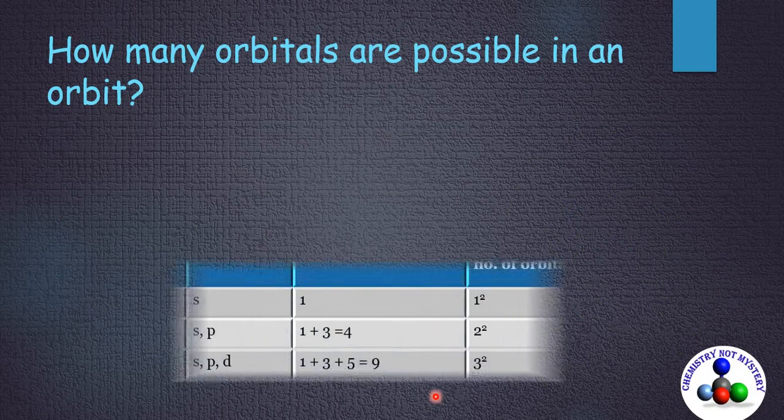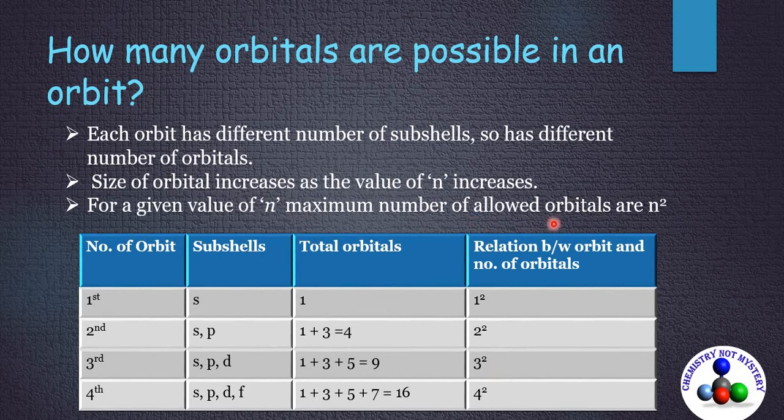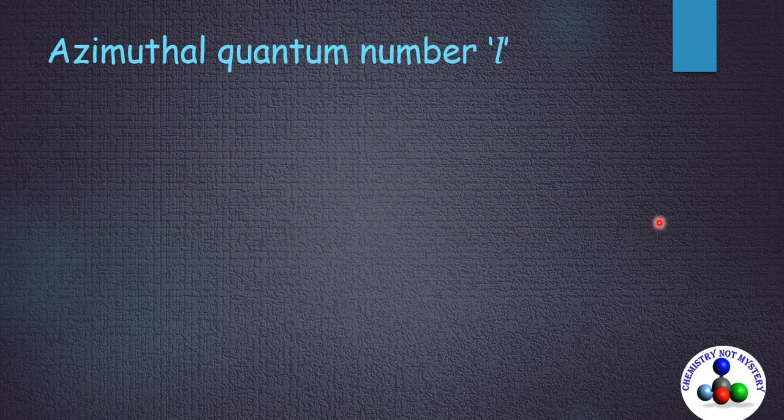Each orbit has different types of subshells, so it has a different number of orbitals. In the first orbit, there is only one subshell, that is s, so it has just one orbital. In the second orbit, s and p subshells are there, so it has a total of 4 orbitals, 1 of s and 3 orbitals of p. Similarly, the third orbit has a total of 9 orbitals. When you observe it carefully, you will find that for a given value of n, the maximum number of allowed orbitals is n square.